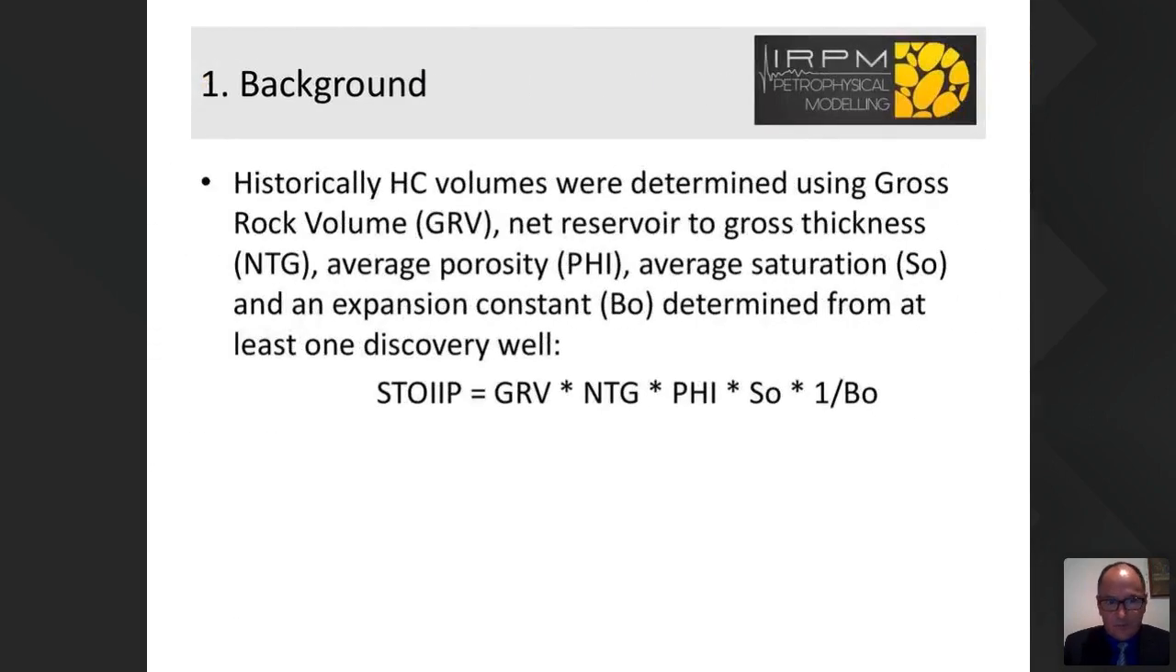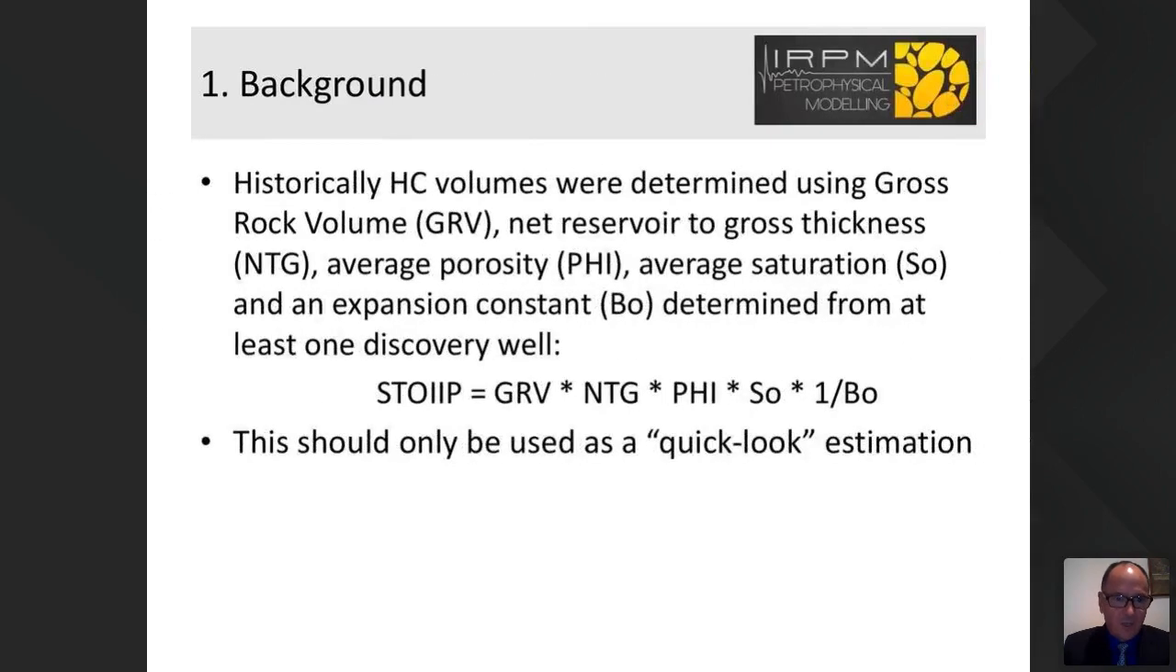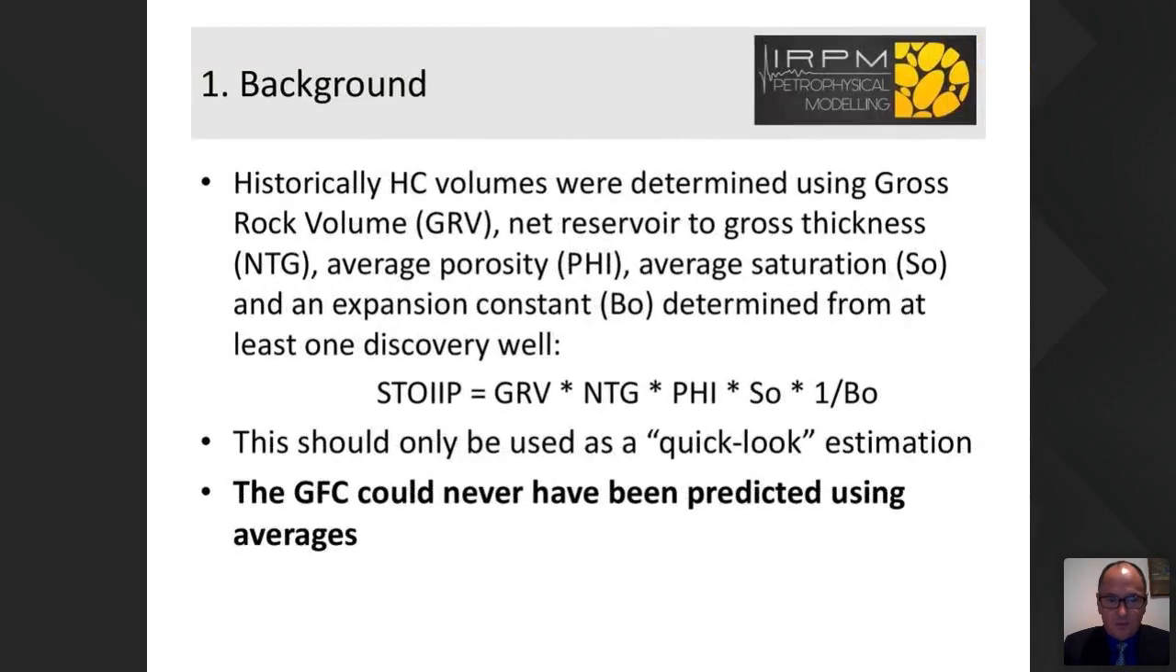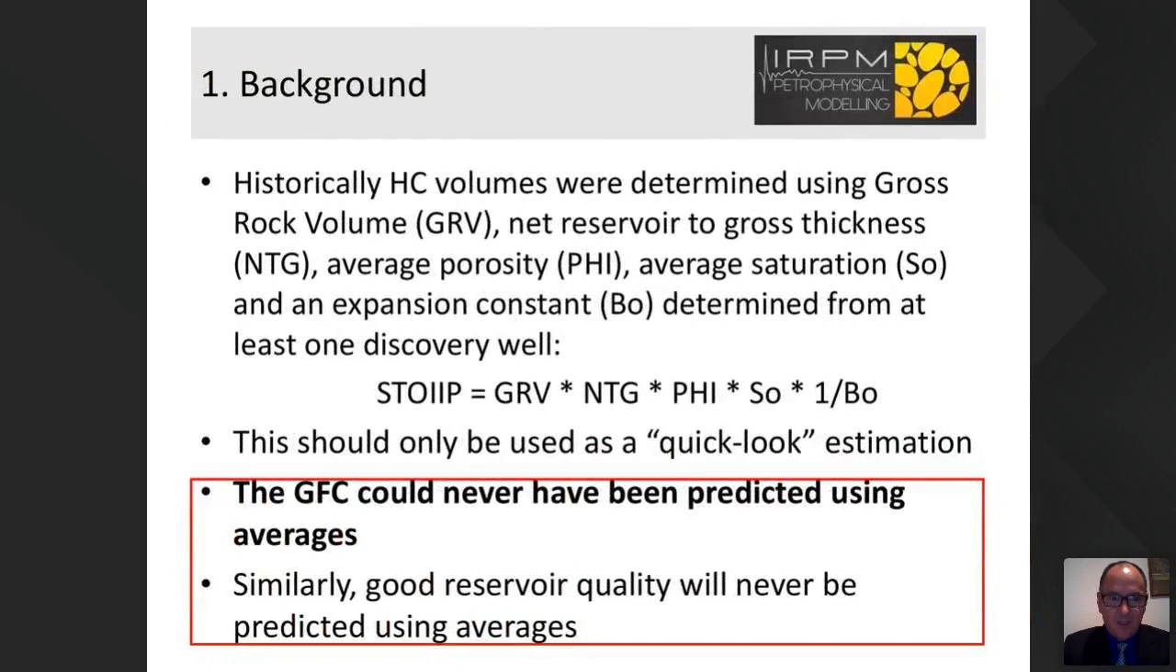So the background: historically, hydrocarbon volumes are determined using the gross rock volume, net reservoir to gross thickness, the average porosity, the average saturation, and an expansion constant determined from at least one discovery well. This should only be used as a quick look estimation. The global financial crisis could never be predicted using averages. Similarly, good reservoir quality will never be predicted using averages.